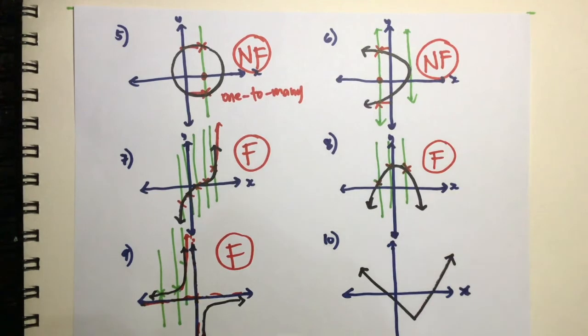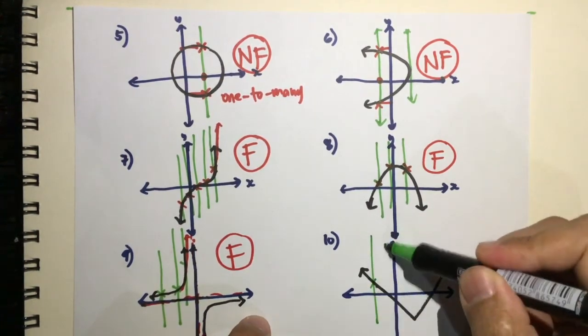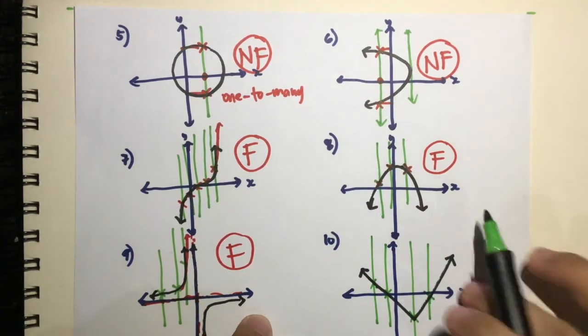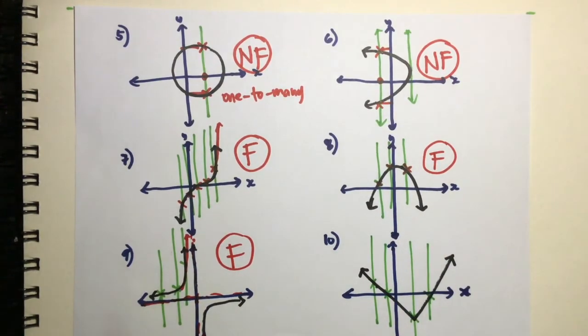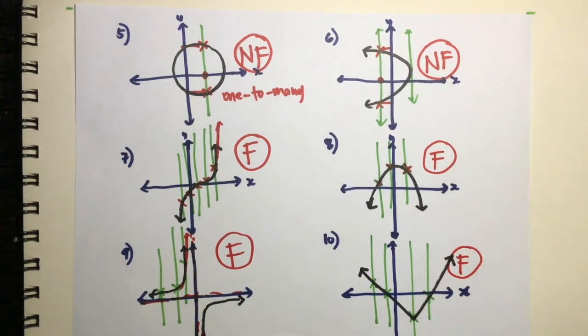Okay, let's have number 10. This is one example of a graph of an absolute value equation. So when you draw a line, I can only hit one, I can only hit one, I can only hit one, and I can only hit one. So the VLT, or the vertical line test, is successful. So this is also a function.